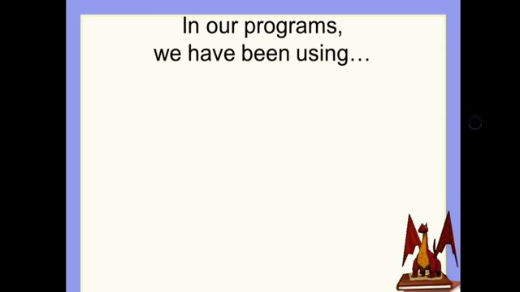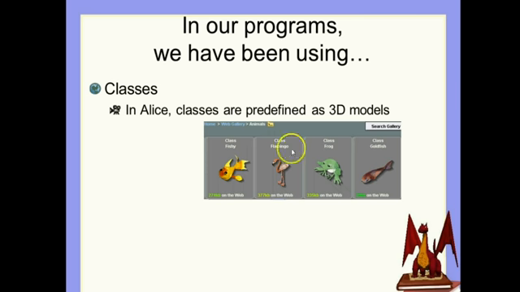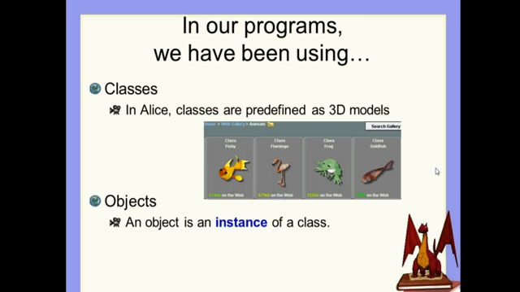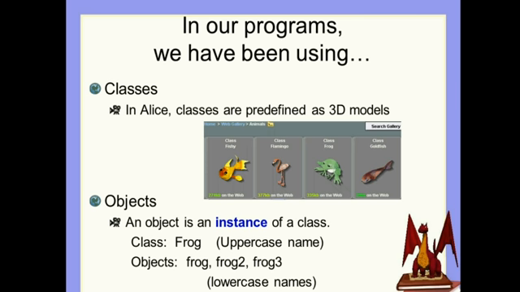So the way that we've been talking about classes is we've been using these 3D models that you've seen so far, and objects are an instance of a class. So you may have heard me say this already. When we put an object into our program, we are instantiating the object. One more time, instantiating the object. So we've done this, but just a quick review. If the class is Frog, then the objects are frog, frog2, frog3.